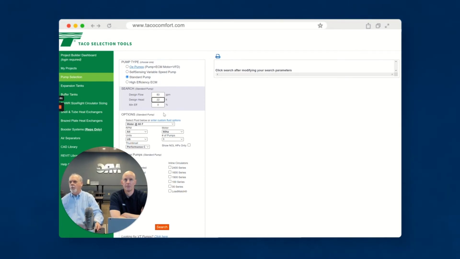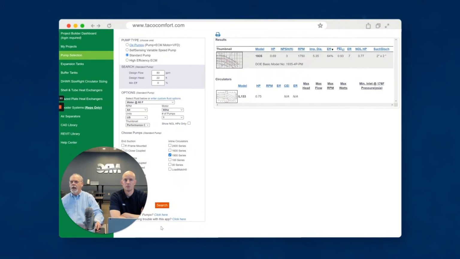This is a fairly small pump. We use these pumps on our boilers. So I'm going to use a 1900 series pump, which is an inline close coupled pump. You make a selection, and it gives us a couple of things here. The one that I really like is this 1935 pump, and it gives us a curve right here.